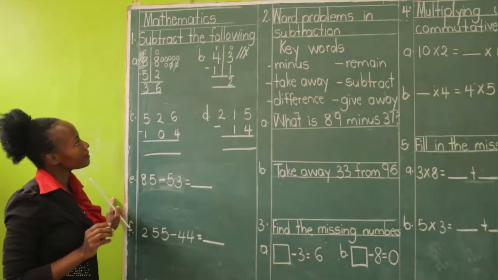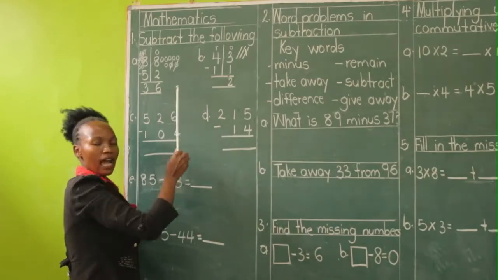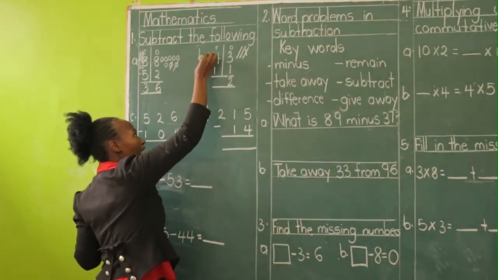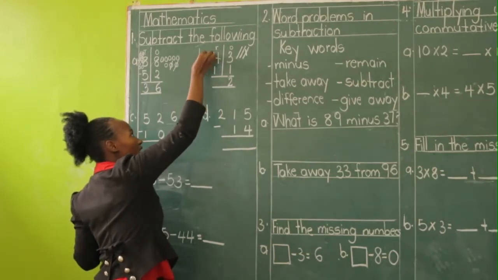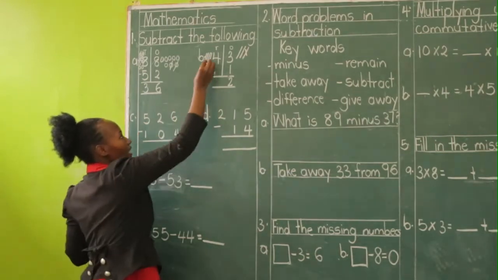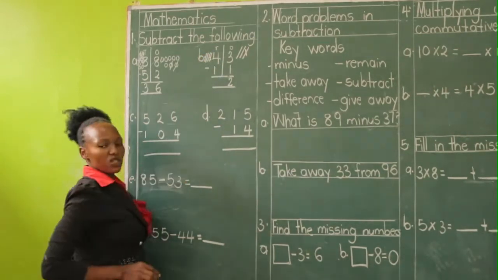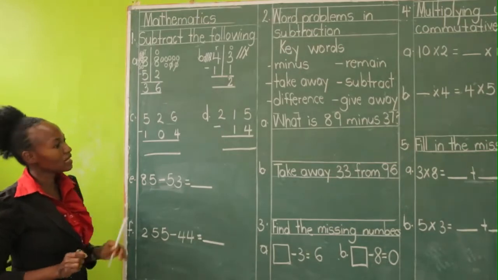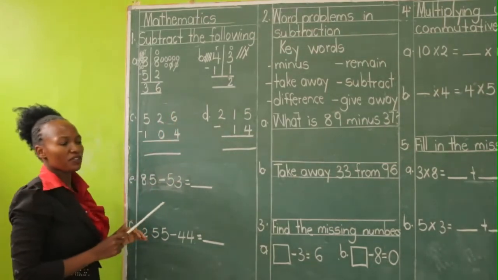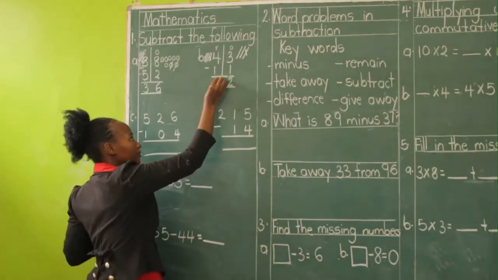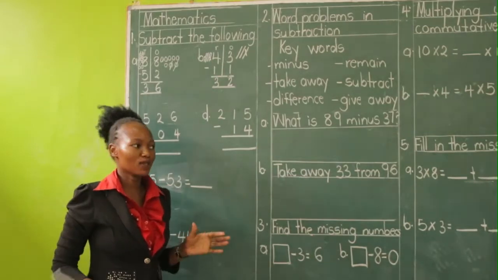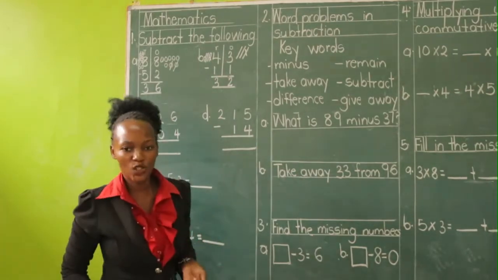I come to tens. There is 4, take away 1. Still, let me use my sticks: 1, 2, 3, 4. I cross out 1. After I count the sticks which have remained: 1, 2, 3. We've remained with 3. Our answer, 43 take away 11, is going to be 32.